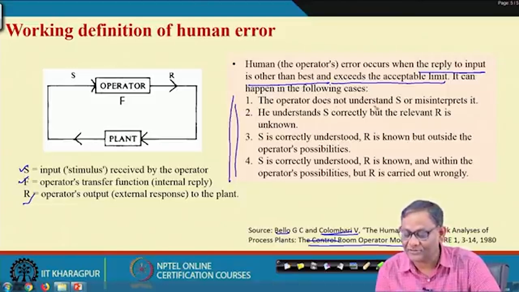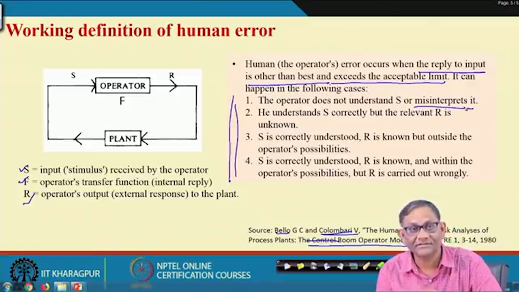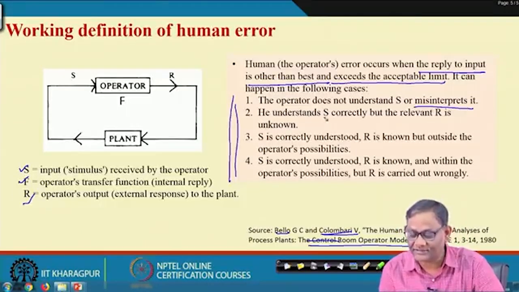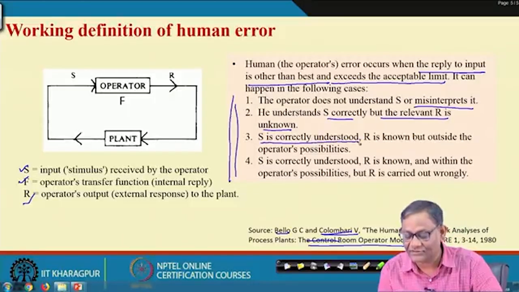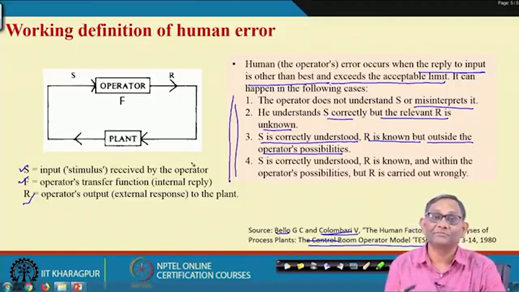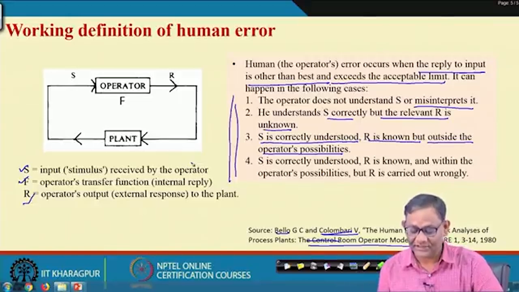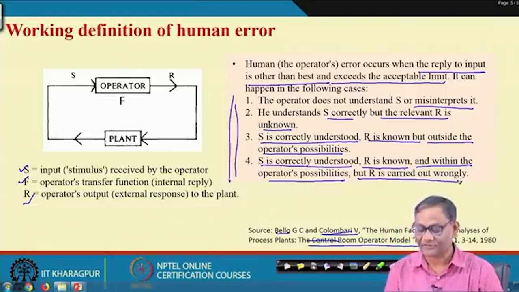First, the operator does not understand S, could not understand this, and misinterprets it. Second, he understands S, that means the stimulus, correctly, but the relevant R is unknown; he does not know what the response should be. Third, S is correctly understood, R is known, but it is outside the operator's possibilities, maybe his competency, maybe beyond his reach or something like this. Fourth, S is correctly understood, R is known, and within the operator's possibilities, but R is carried out wrongly.